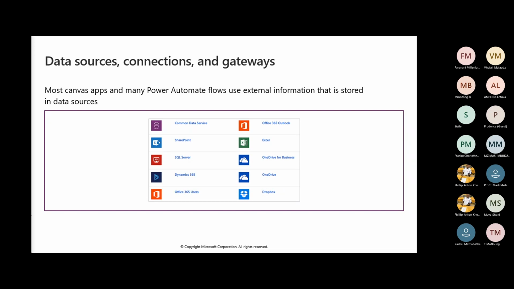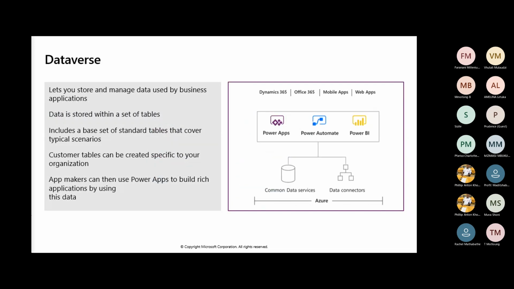As you can see here, we have common data servers, we have SharePoint, we have SQL data, we have Dynamics 365, we have Microsoft 365 users or Office 365 users, we have Office 365 Outlook, we have Excel, OneDrive for Business, OneDrive, as well as your Dropbox. Okay, and then we have what we call Dataverse.